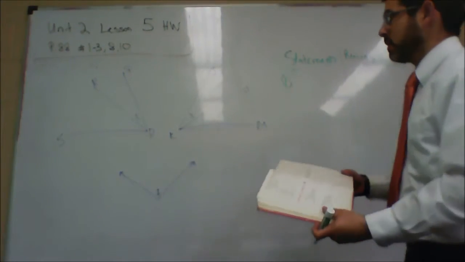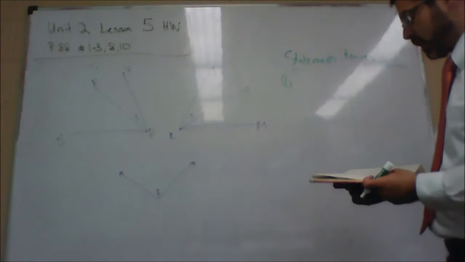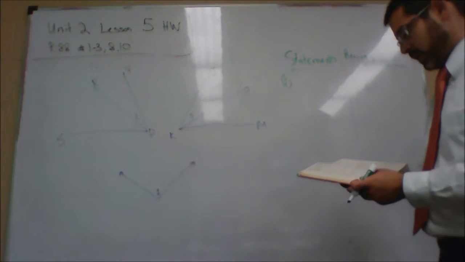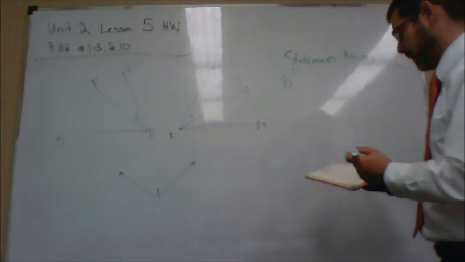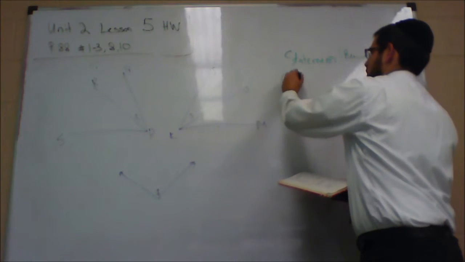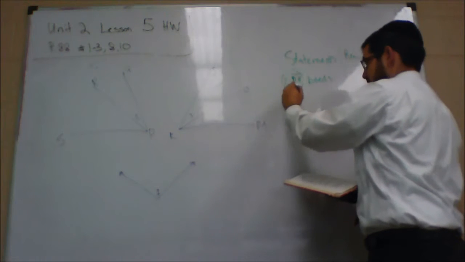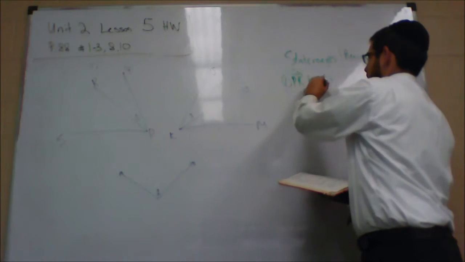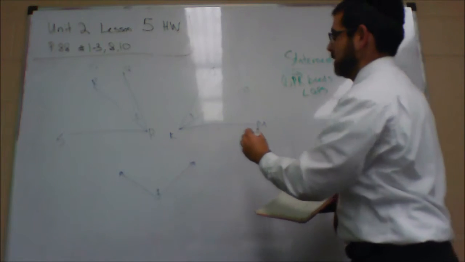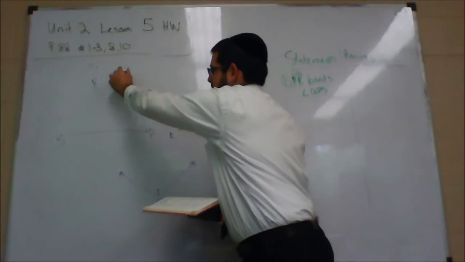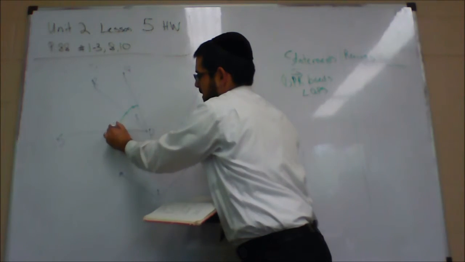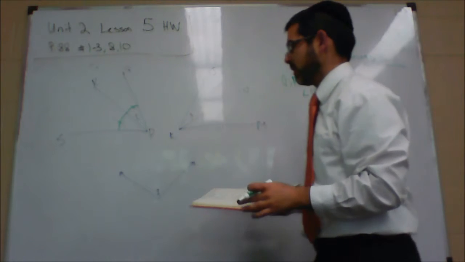Okay, and here's problem 10. I drew the pictures for you on the board, and we'll write our statements, and here are our givens. So our given is that PR bisects angle QPS. So that's your PR is bisecting QPS. So this is going to be the same as that, because here this ray is bisecting.